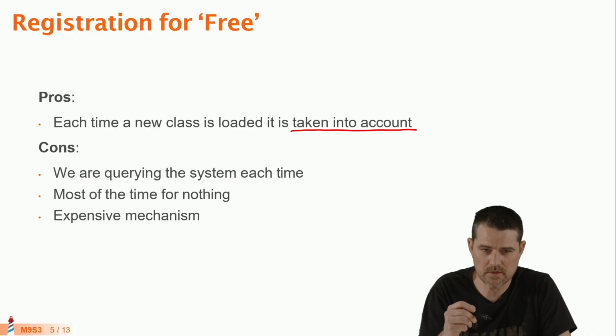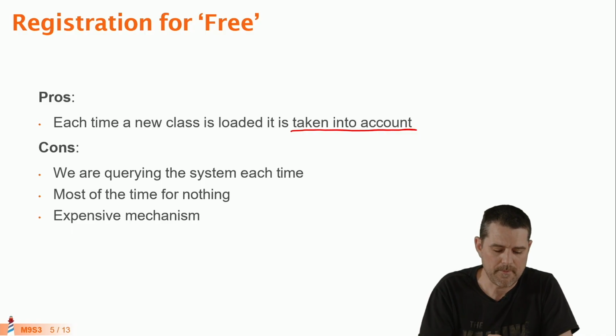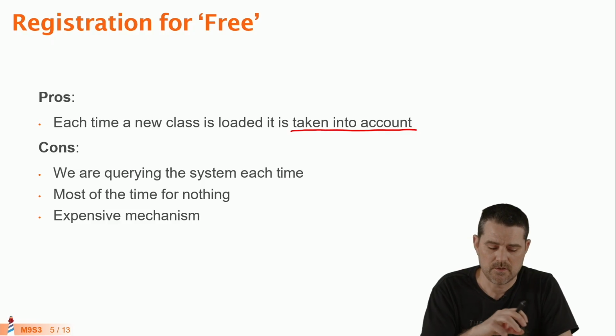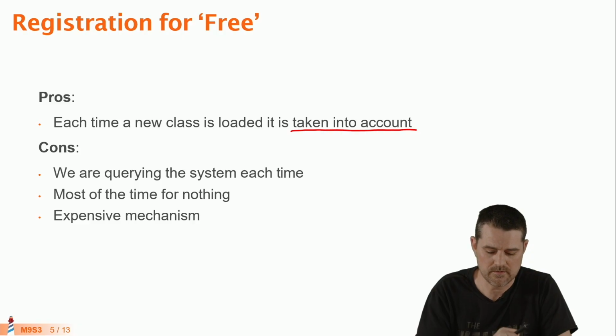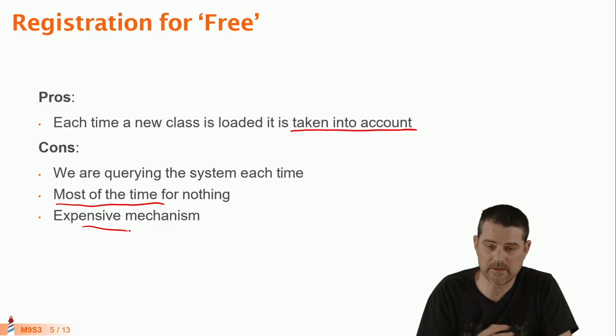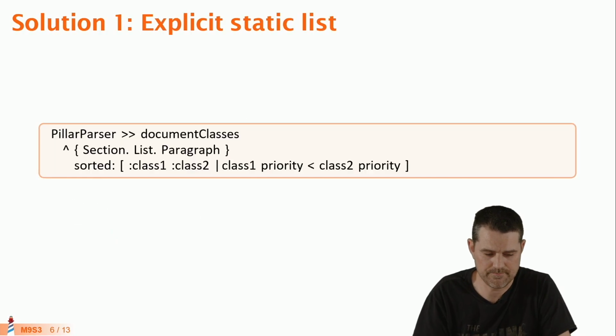But the con is that each time you need to query the system. You need to query the system to get all nodes that can parse a line, all document item subclasses. And this is really costly. You need to do it all the time for nothing. And this is an expensive mechanism. So what can we do to improve this situation?